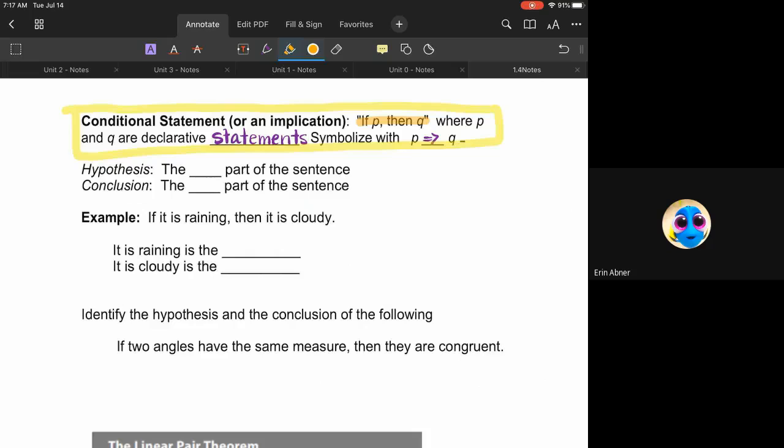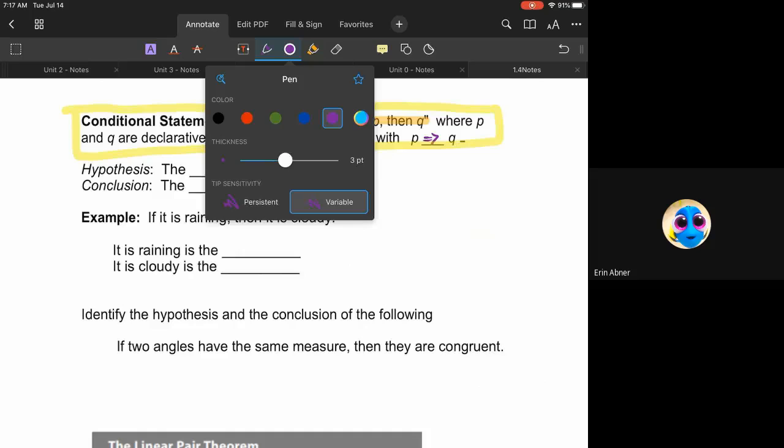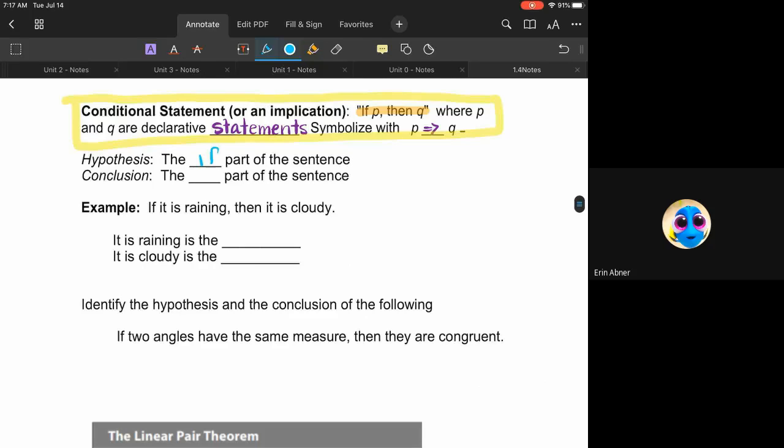Okay, so let's rock out. So the hypothesis, the if part of the sentence. So for the hypothesis, we're looking for the if part. And for the conclusion, we're looking for the then part. Those are the two key things that we need out of this, the if and the then.